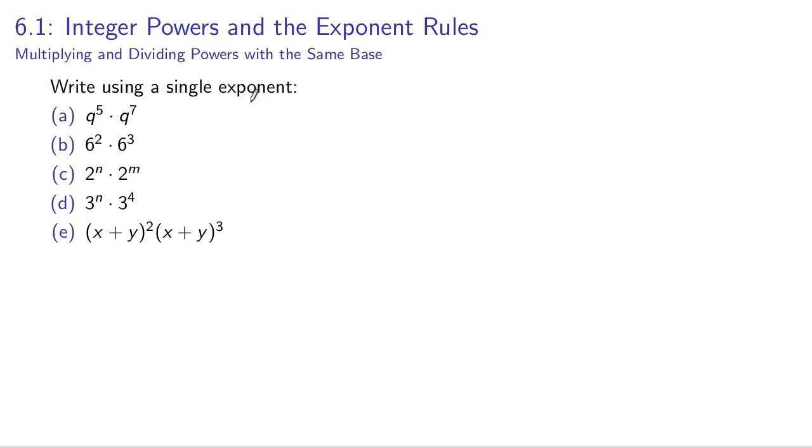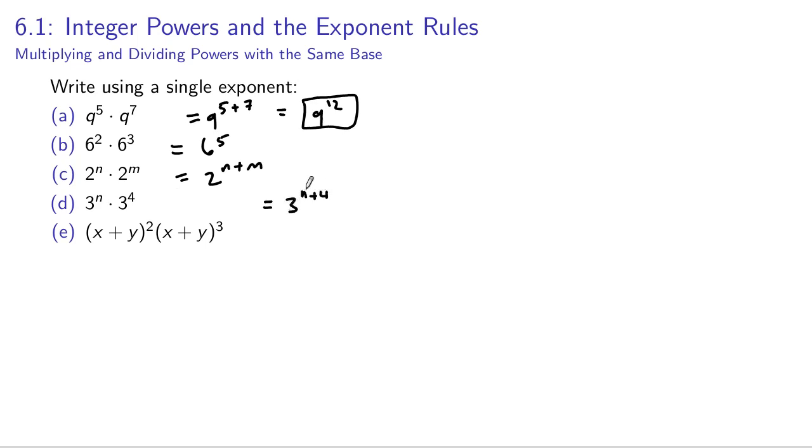Write using a single exponent. So q to the 5th times q to the 7th would be the same as q to the 5 plus 7, which is q to the 12th. 6 squared times 6 cubed would be the same as 6 to the 5th. 2 to the n times 2 to the m would be the same as 2 to the n plus m. Remember, we just add the powers, same base. 3 to the n times 3 to the 4th is 3 to the n plus 4.